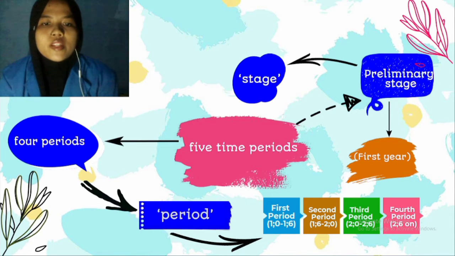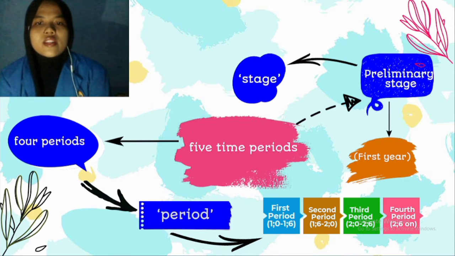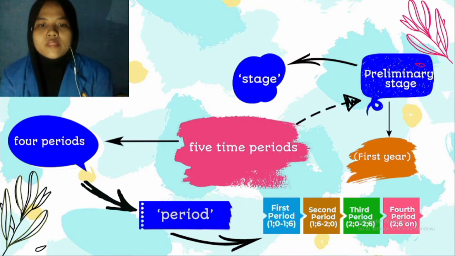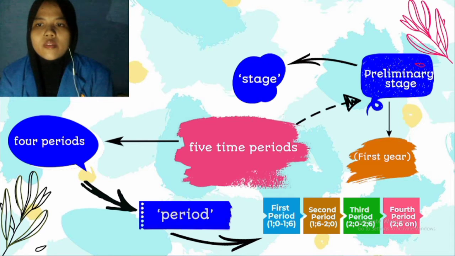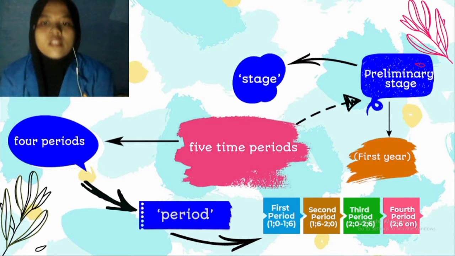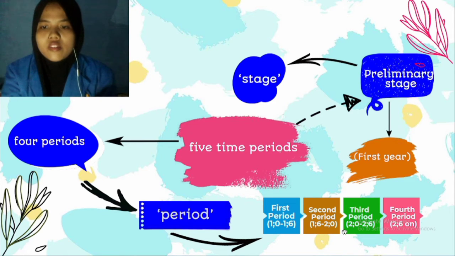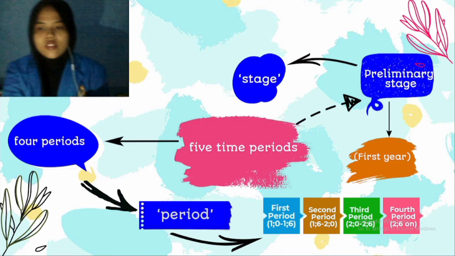Here I want to explain about the 5 time periods. As I said before, the 5 time periods are divided into 2 terms: the first is stage and the second is period. The name of the stage in this discussion is the preliminary stage in the first years, and there are 4 periods: the first period, second period, third period, and the fourth period.